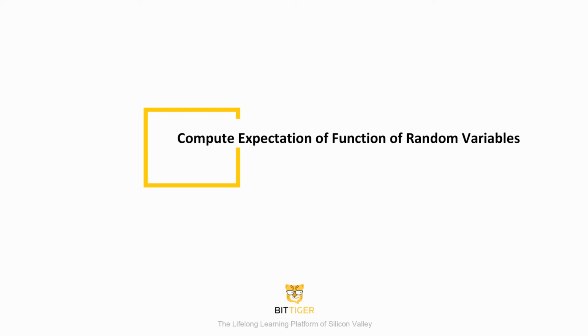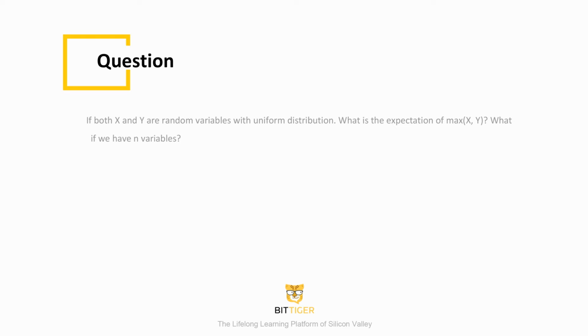Hello everyone. Welcome to this video on how to compute expectation of function of random variables. Here is a specific data science interview question on how to compute expectation of function of random variables. If both x and y are random variables with uniform distribution, what is the expectation of the maximum of x, y? What if we have n variables?